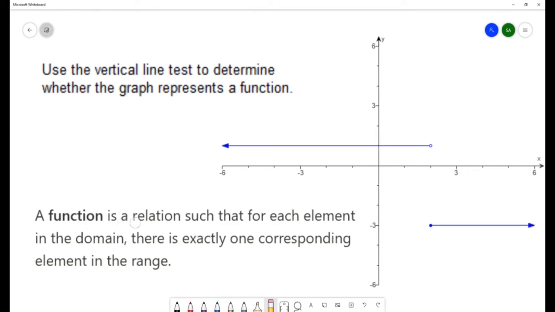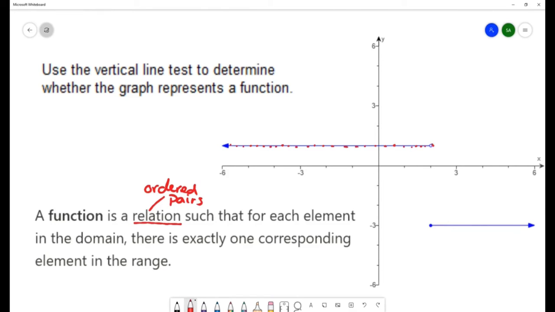A function is a relation such that for each element in the domain, there's exactly one corresponding element in the range. So we want to know whether this graph here represents a function, and this is what a function is. It's a relation. A relation is any set of ordered pairs. And a graph is showing us a group of ordered pairs, or a set of ordered pairs. So every single one of these ordered pairs that are on this line are included.